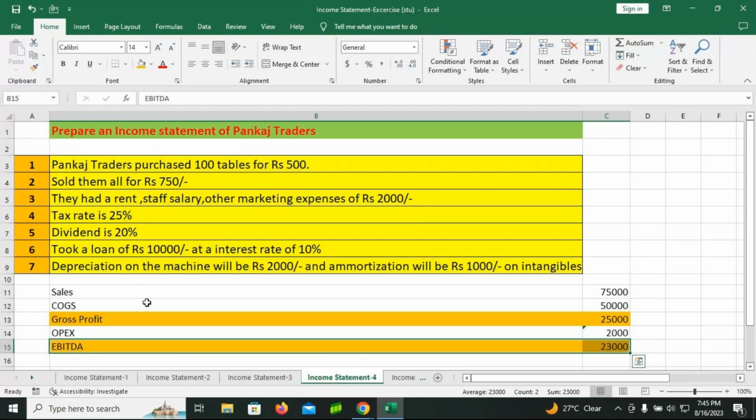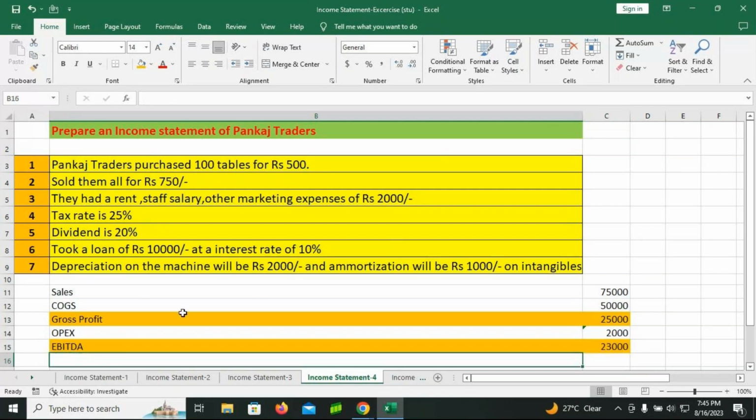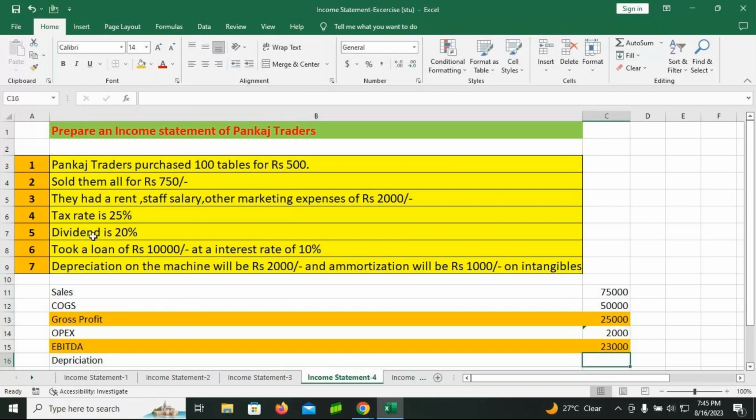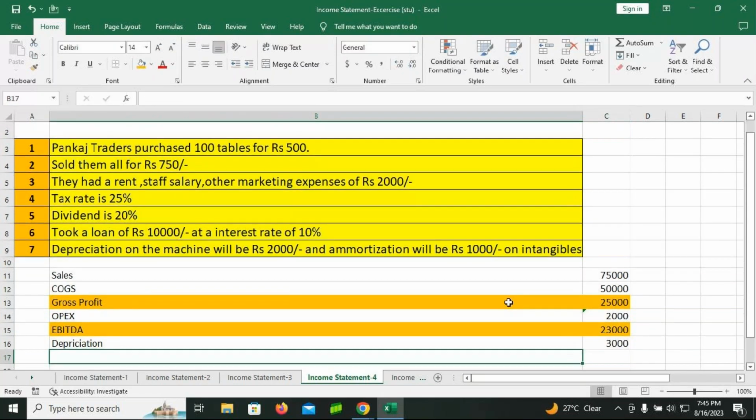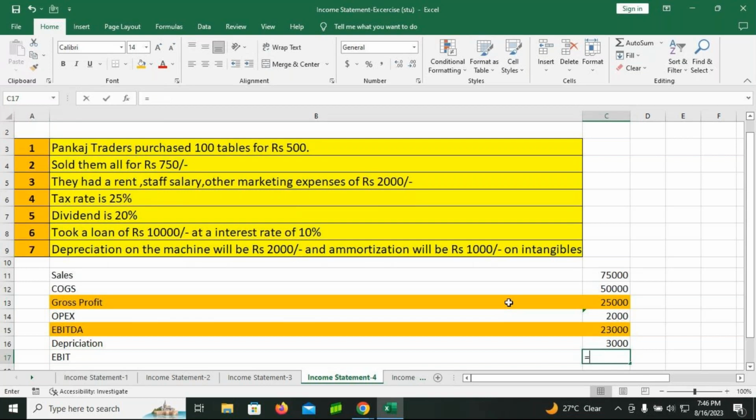Next, depreciation of machine they have given. So I have to calculate the depreciation. Depreciation is 2000 and amortization is 3000, so overall it is 3000. Now here I have to calculate EBIT. So EBIT equals 23,000 minus 3000.